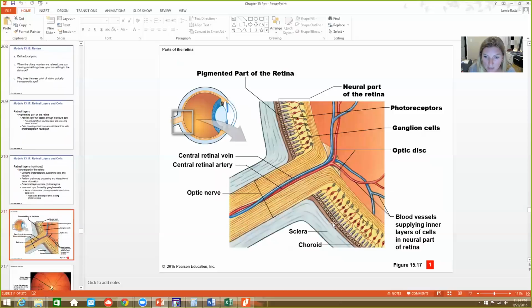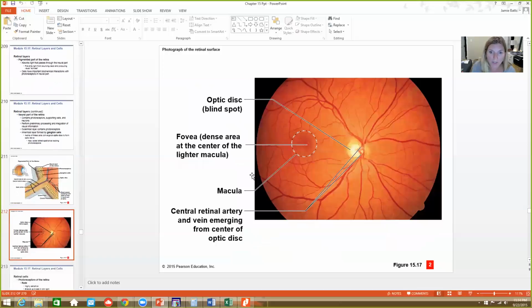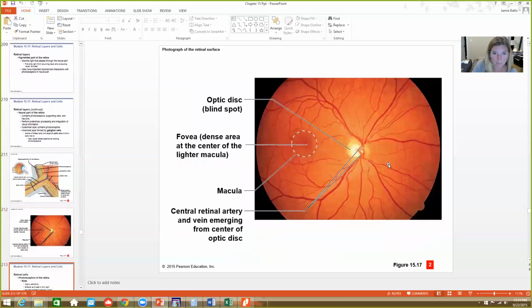You can see this back brown layer, that's the pigmented layer. Then you have all of these photoreceptors and then the ganglion cells, which again are all forming together to create that optic nerve. Here is the actual part. You can see this point of highest visual acuity, the fovea there, and then where all this light is, that is our optic disc. It's basically where all of the blood vessels are entering as well in the back of the eye.